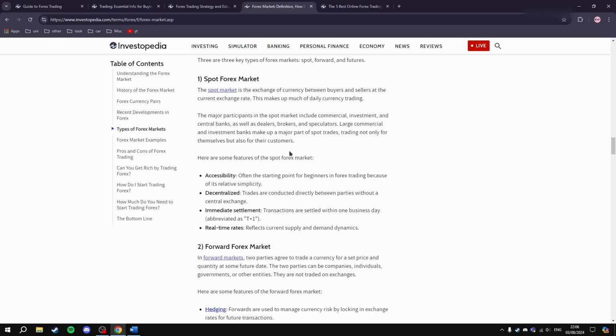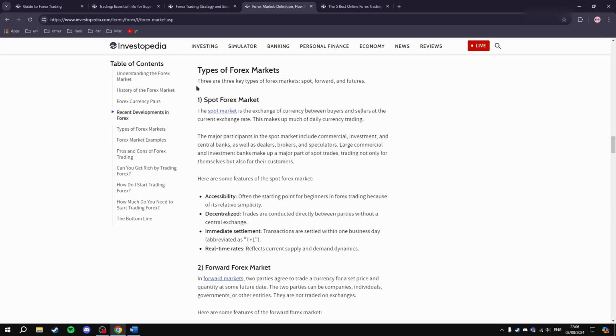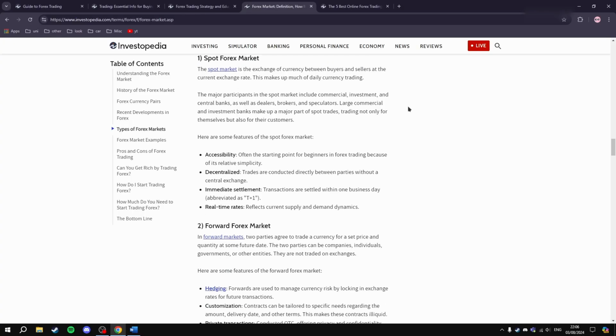Types of Forex markets. There are three key types of Forex markets: spot, forward, and futures. So, the spot Forex market.